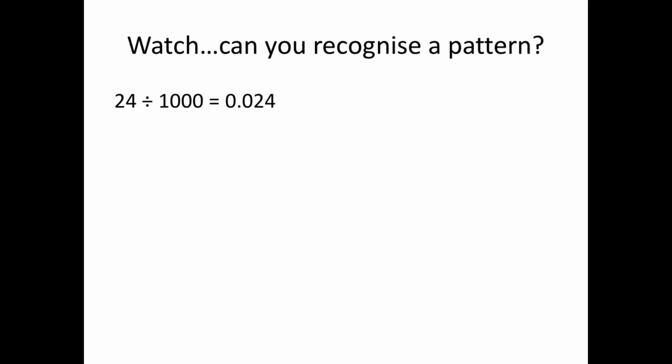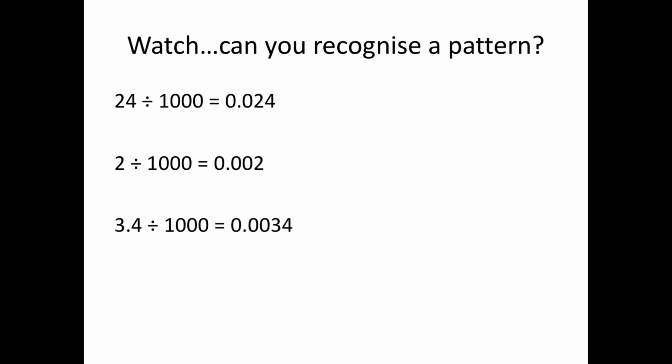Finally, dividing by 1,000. Bit of effort, I suppose, with 3 zeros. 24 divided by 1,000 is 0.024. 2 divided by 1,000, 0.002. 3.4 divided by 1,000, 0.0034. And 18 divided by 1,000, 0.018.